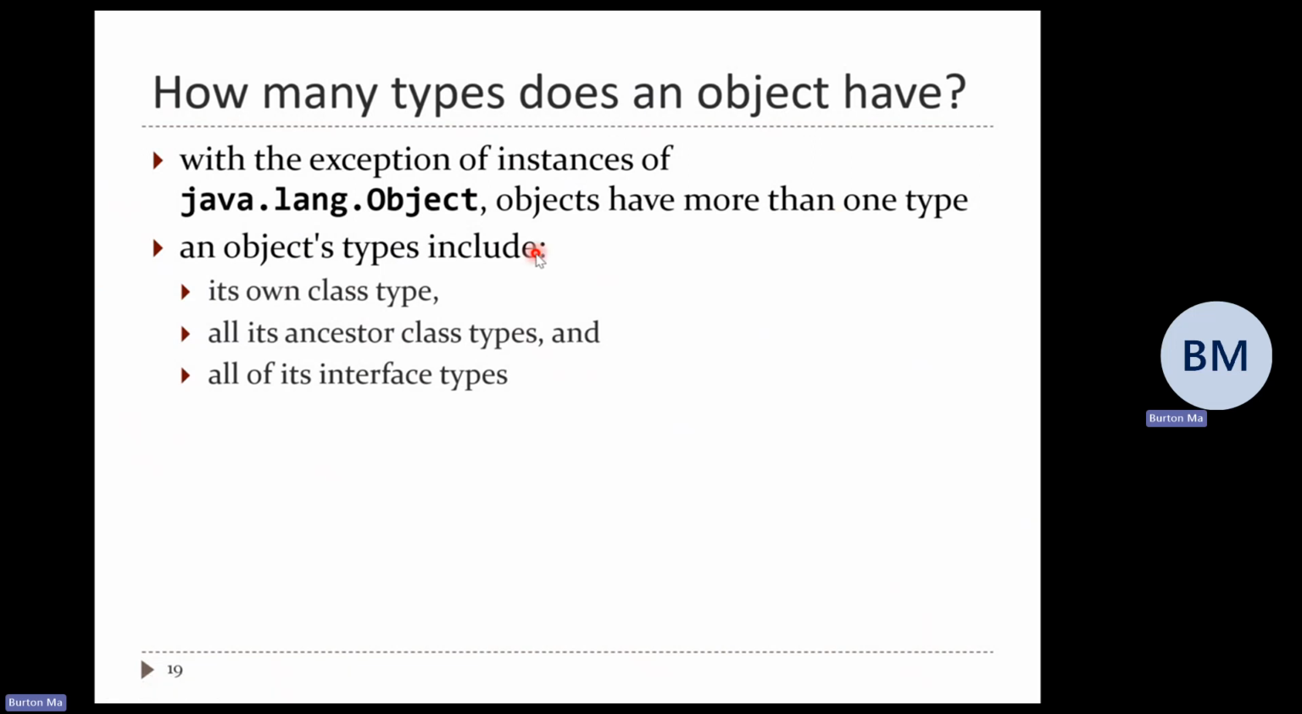So what types does an object have? Whatever class it's defined in, it has that type. So a stopping counter is a stopping counter. It also has all of the types of its ancestor classes. So a stopping counter is also a counter, and it's also a big O object. If your class or one of the ancestor classes implements an interface, it has all of those types as well. So counter implements comparable, so a stopping counter is also a comparable object.